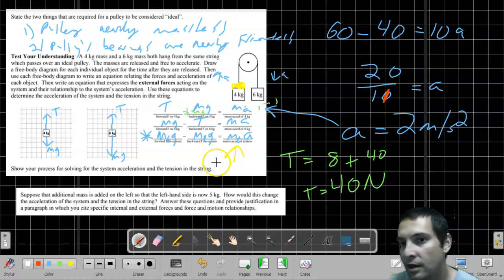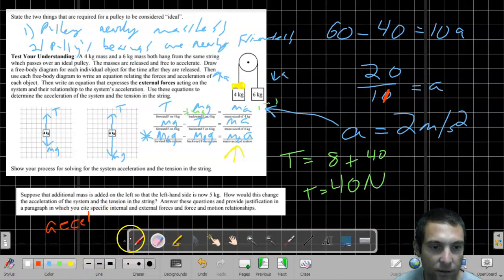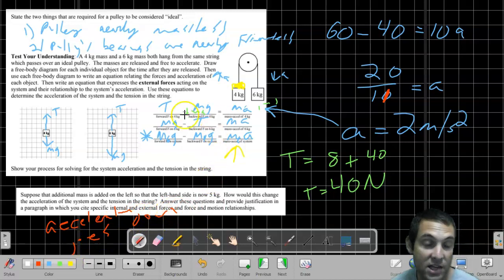Well, what happens when you divide by a larger number? That would mean your acceleration will go down. Acceleration is going to go down. And what about your tension? Tension is therefore going to increase.